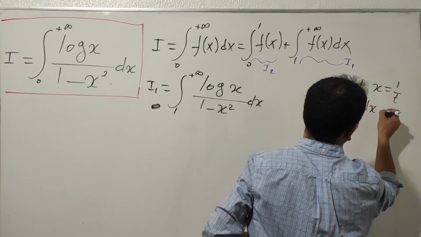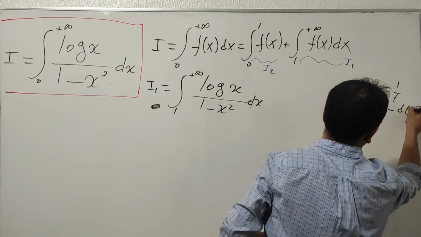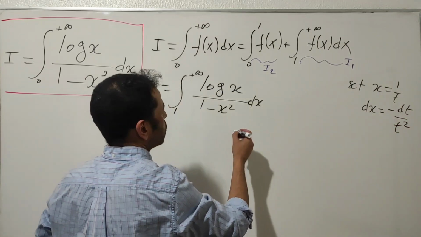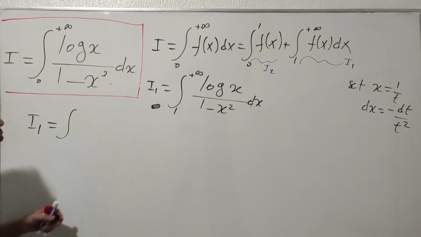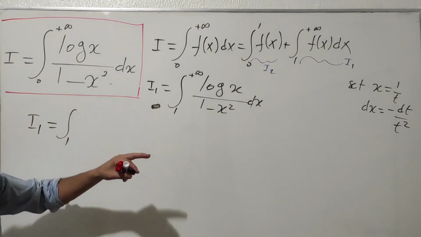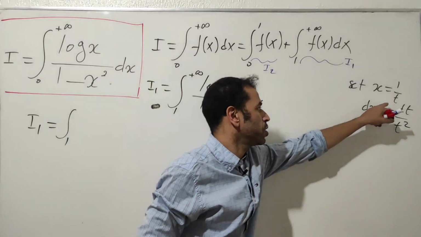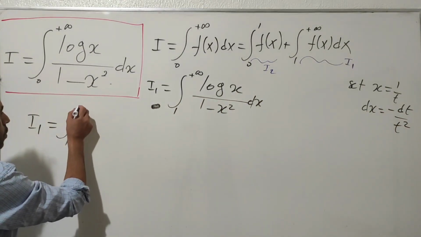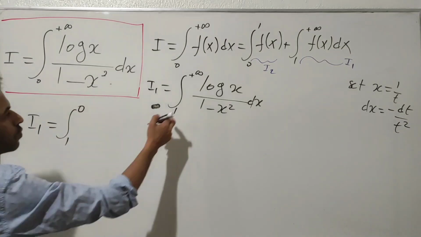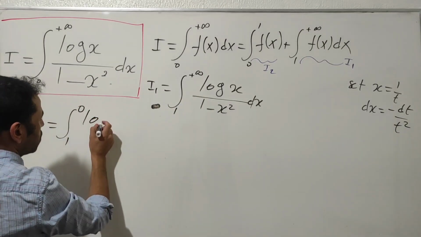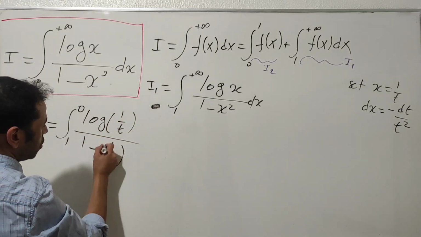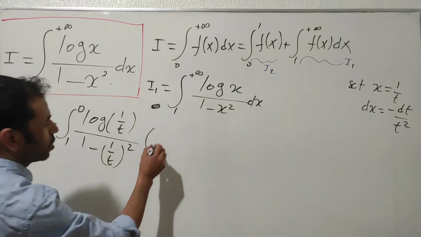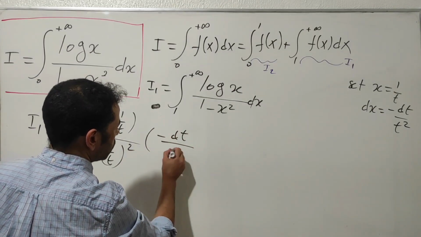If I differentiate this one, I will have dx equals minus dt over t squared. So I'm simply going to exchange that, and I will have a new integral. By replacing x with 1, I get t equal 1 as well. Replacing x with plus infinity, I must have t equals 0. So for the logarithm, I get log of 1 over t, all over 1 minus 1 over t, quantity squared. And dx becomes minus dt over t squared.